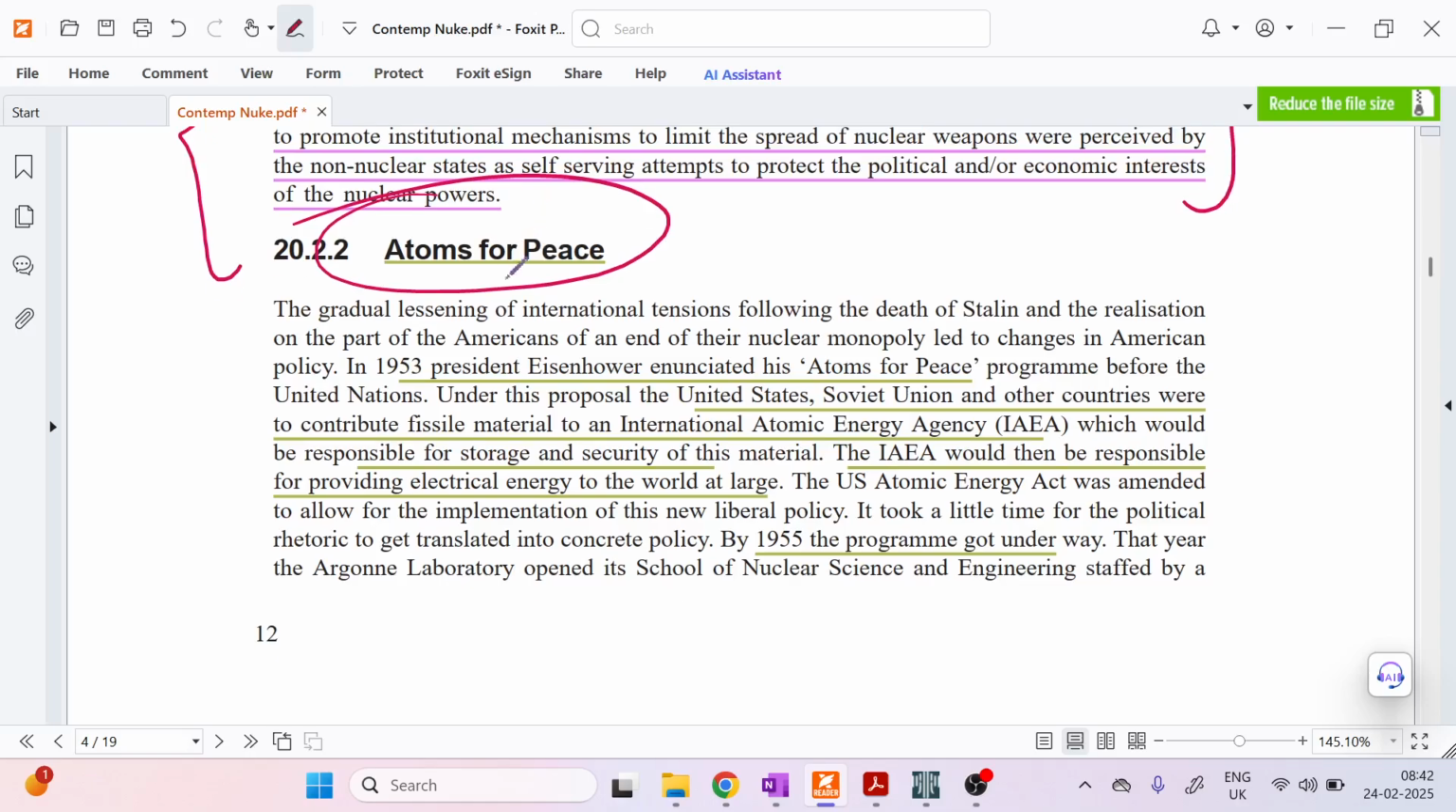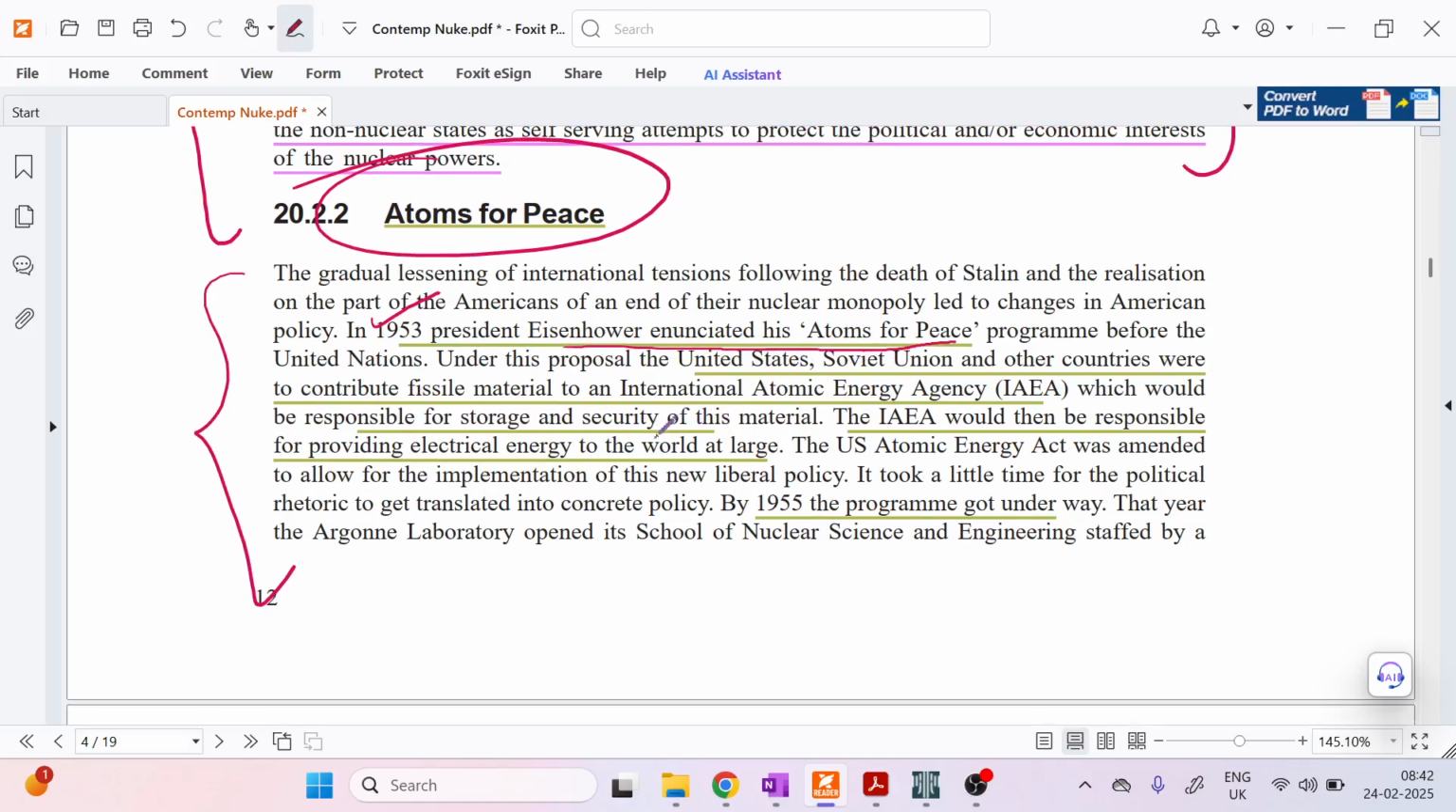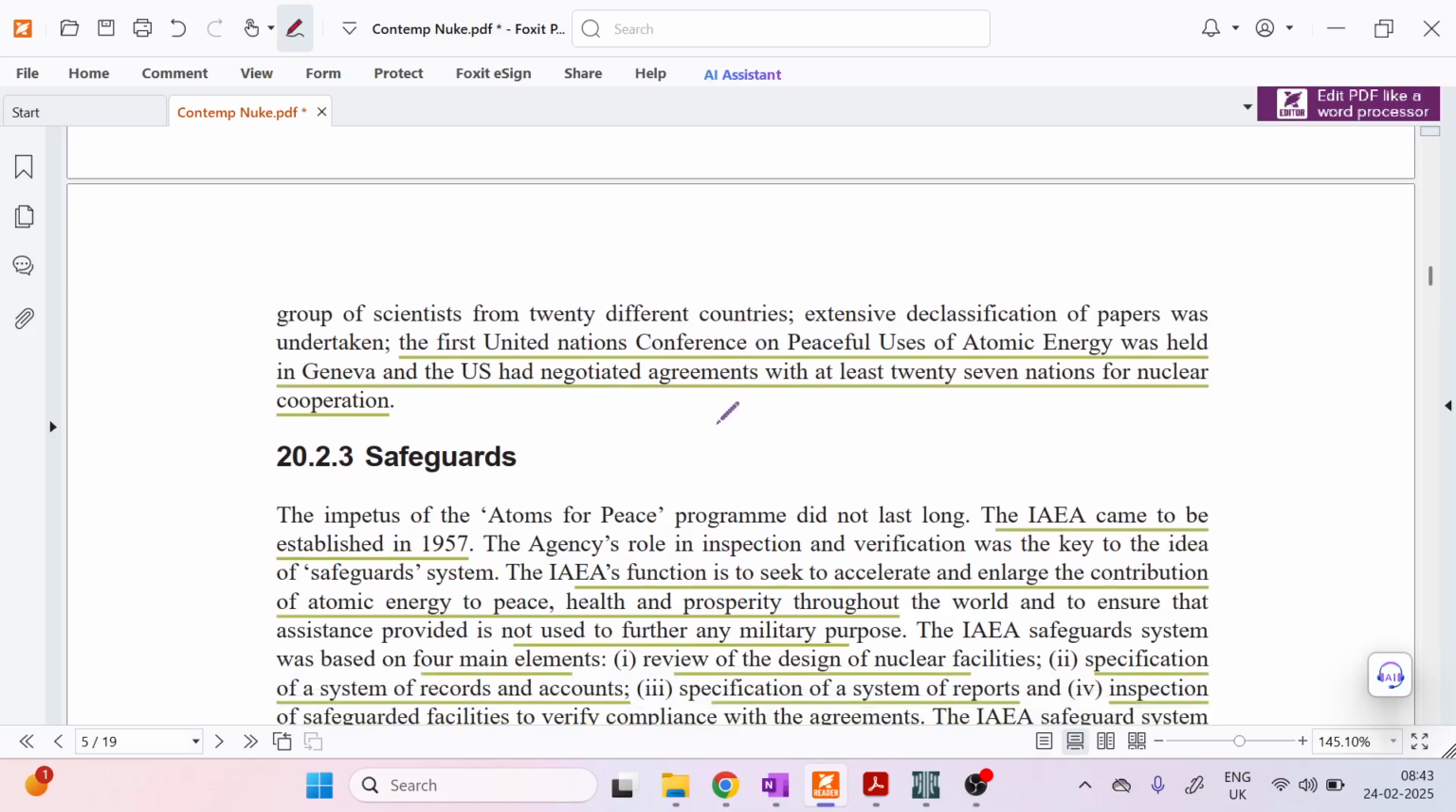Then the second phase, Atoms for Peace. So in 1953, President Eisenhower initiated his Atoms for Peace program. Under this proposal, the US, the Soviet Union and other countries would contribute fissile material to an agency, the International Atomic Energy Agency, which would be responsible for storage and security of this material. And then this agency would be responsible for providing electrical energy to the world at large. And this program got underway.